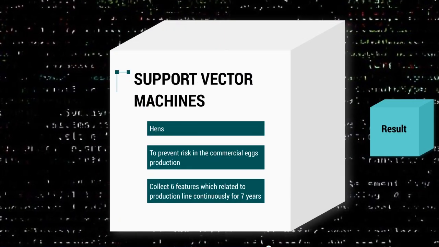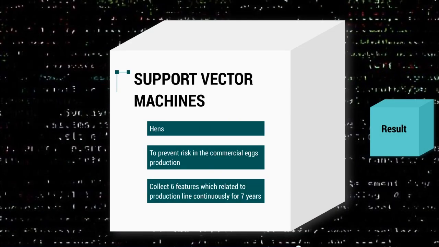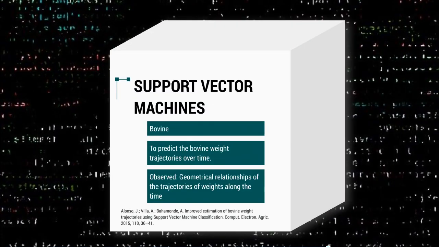Next, the SVM model is being used in two studies, where one is to prevent the risk in commercial egg production, and another one is to predict the bovine weight trajectory over time. Six features of the hens are being collected continuously for 7 years, and the early warning is accurate up to 98%. While for bovine, geometrical relationships of the trajectories of weights are being learned along the time by the models.